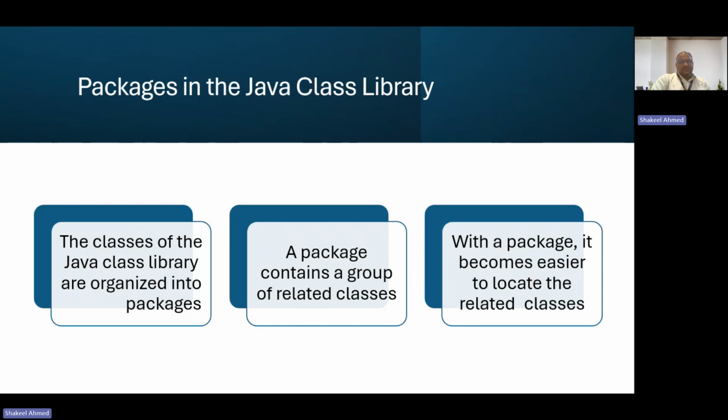Now, the packages that we talk about come under the Java class library. The classes of the Java class library are organized into packages. On the top layer, we have what is called a package, and in that package, we have different classes. Those classes combined together come under one package, and that's where we call it the Java class library, organized into packages. A package consists of a group of related classes. So you can have many classes grouped together to form a package.